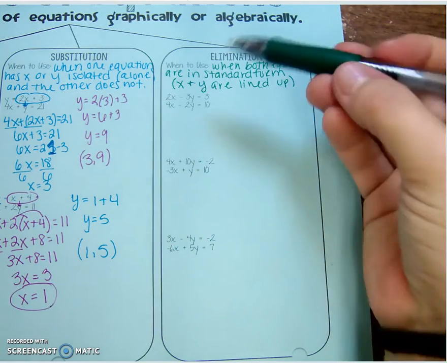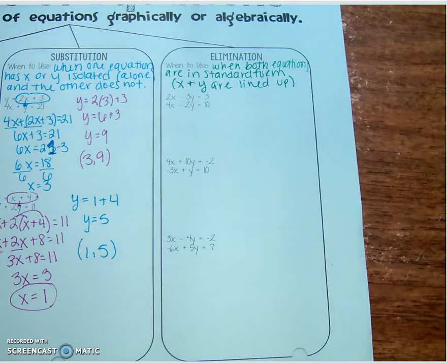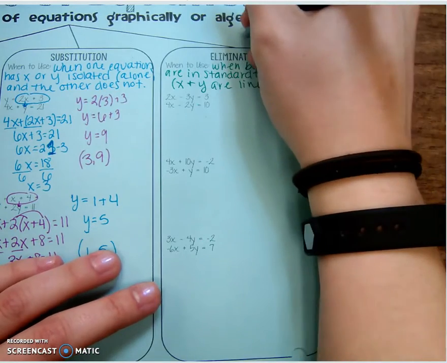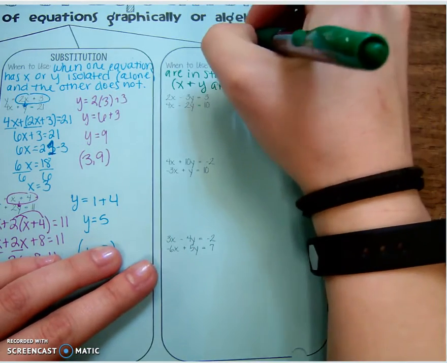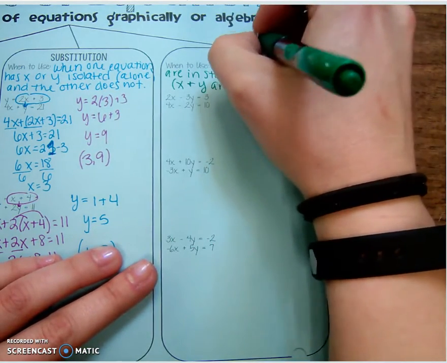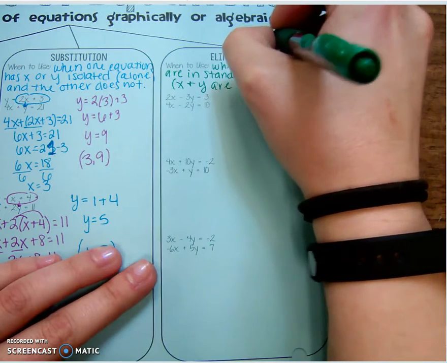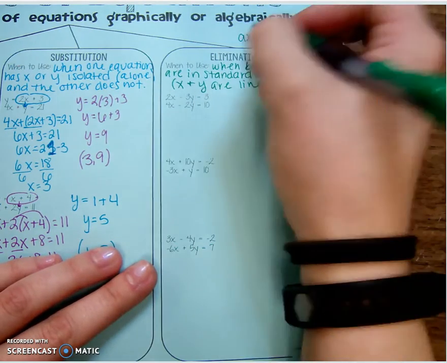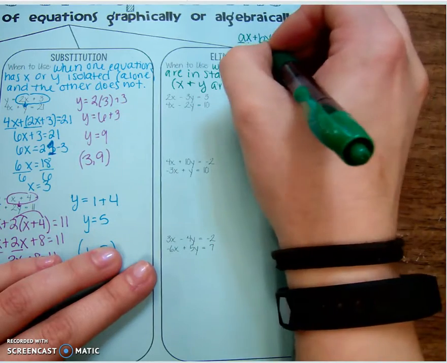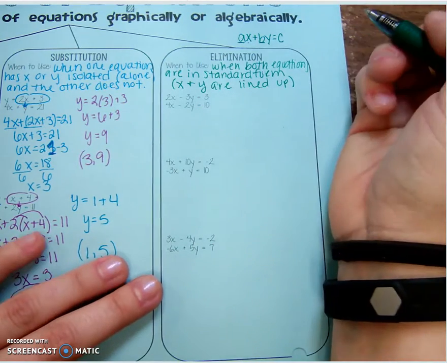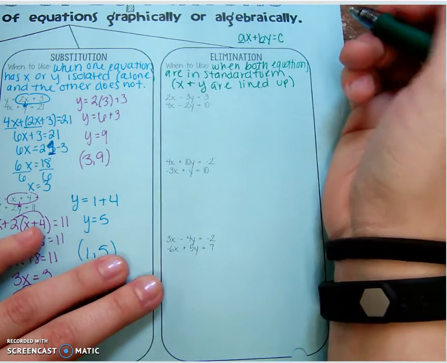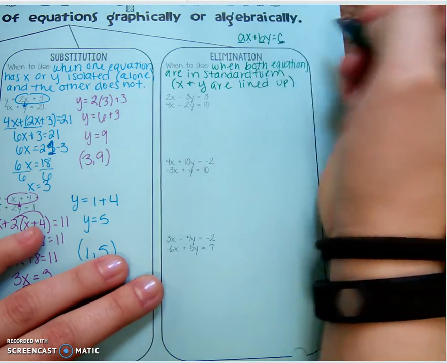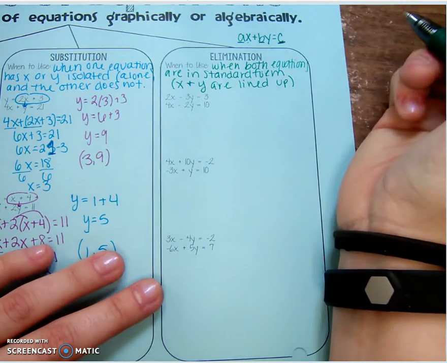As you can see, all of these equations are already in standard form. If you don't remember what standard form is, it's called ax plus by equals c. That just means there's a coefficient with x, a coefficient with y. Don't forget the coefficient could be 1 or negative 1. And then that constant is on the other side of the equal sign.